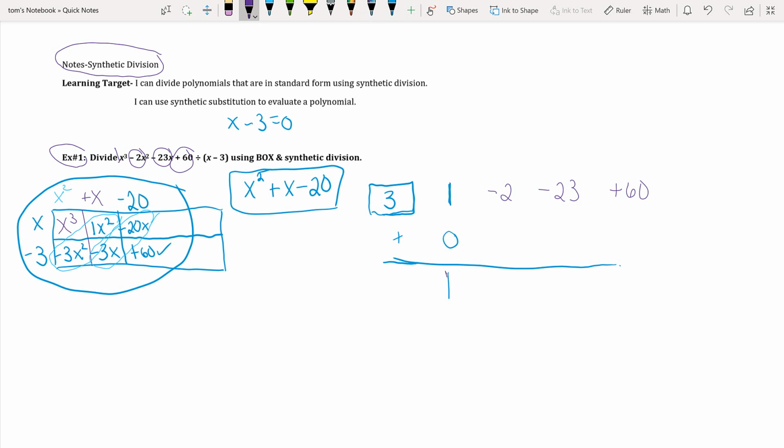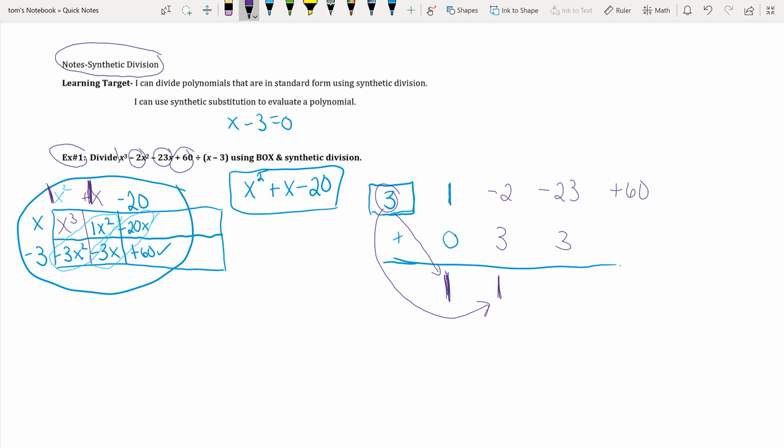And so what this first 1 down here at the bottom represents is the coefficient. We know our answer is going to start with a 1x squared. Well, that's what this 1 represents. It's going to be the coefficient for 1x squared. We'll get to that in just a second. And then we're going to multiply. So here's where this number in the box comes from. We're going to multiply 3 times the 1 there, and we get 3. And then we're going to add negative 2 plus 3, which gives us 1. And again, if you look over here, that 1 represents the coefficient of 1 that goes in front of the x. And then we're going to multiply. 3 times 1 is 3.